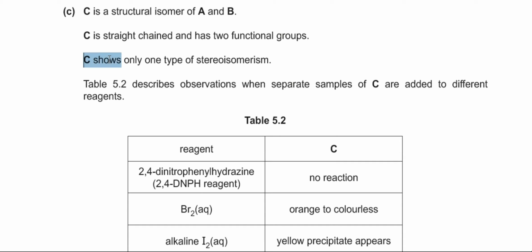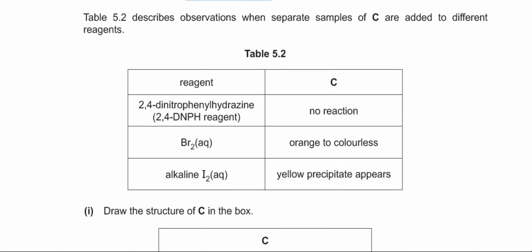Then he says that C shows only one type of stereoisomerism. A reminder that for stereoisomerism we have either optical isomerism because of a chiral carbon atom, or cis-trans isomerism because of carbon to carbon double bonds. He is clearly mentioning that C has two functional groups, but is showing only one type of stereoisomerism, either optical or cis-trans. Now the testing: 2,4-DNPH gives no reaction, which confirms there is no carbonyl group.